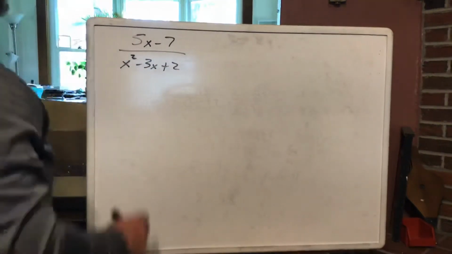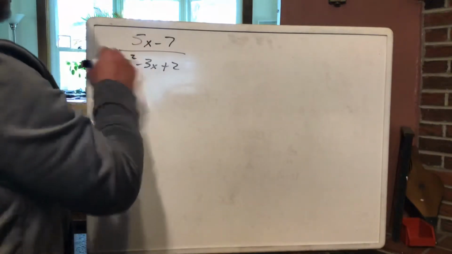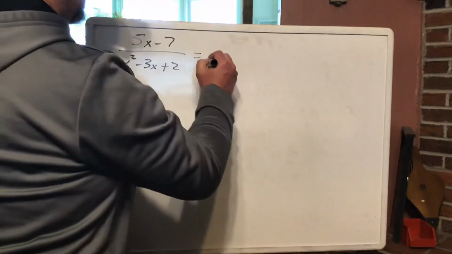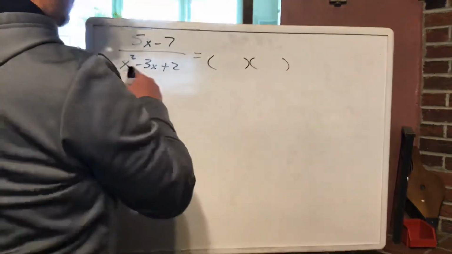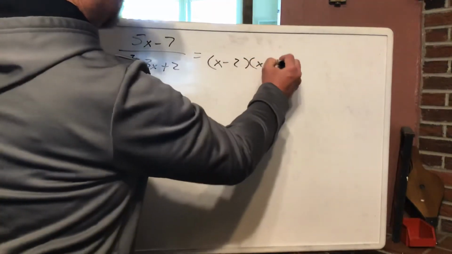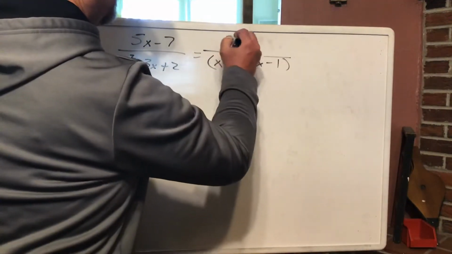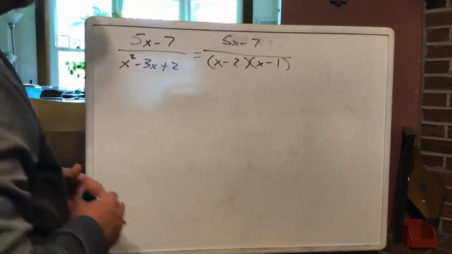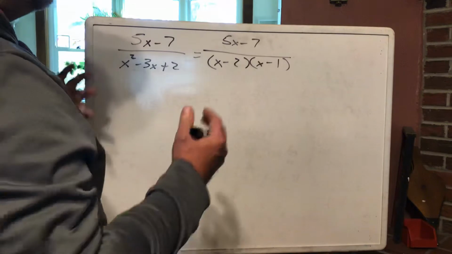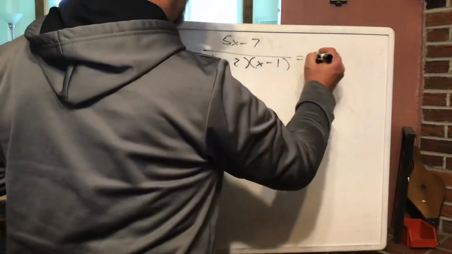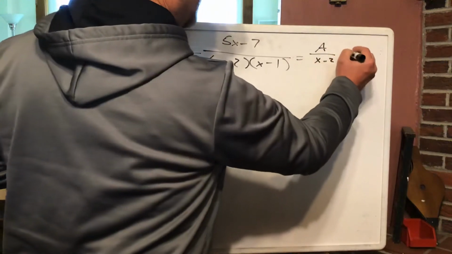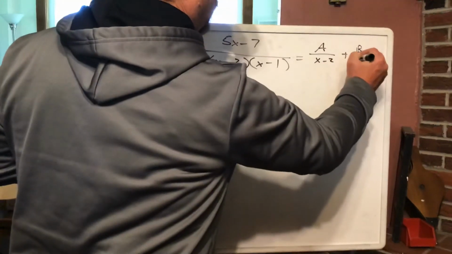Now, when I look at this, again, first thing I check, degree on the top is less than degree on the bottom, so I can't do long division. But I look at the bottom and I see that the bottom can in fact be factored. That would be x minus 2 and x minus 1. Which again, as soon as we see that, we say this came from two separate fractions being added together, and those separate fractions were some number over x minus 2 plus some number over x minus 1.